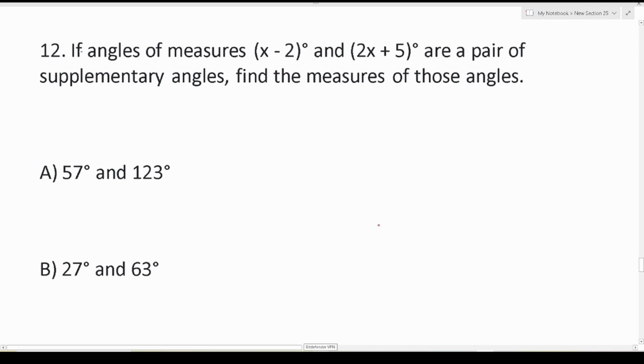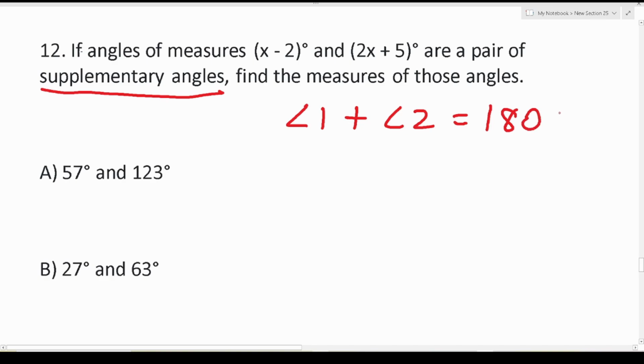All right, so for number 12, it says, if angles of measures x minus 2 and 2x plus 5 are a pair of supplementary angles, find the measures of those angles. So for this one, you have to understand that we're working with supplementary angles. And the definition of supplementary angles is two angles that add to 180 degrees. Okay? How can we use this definition to solve for x here? Well, we know this is one angle, and we know this is the other angle. So in place of angle 1, I'm going to write x minus 2. And in place of angle 2 here, I'm going to put 2x plus 5. This equals 180.